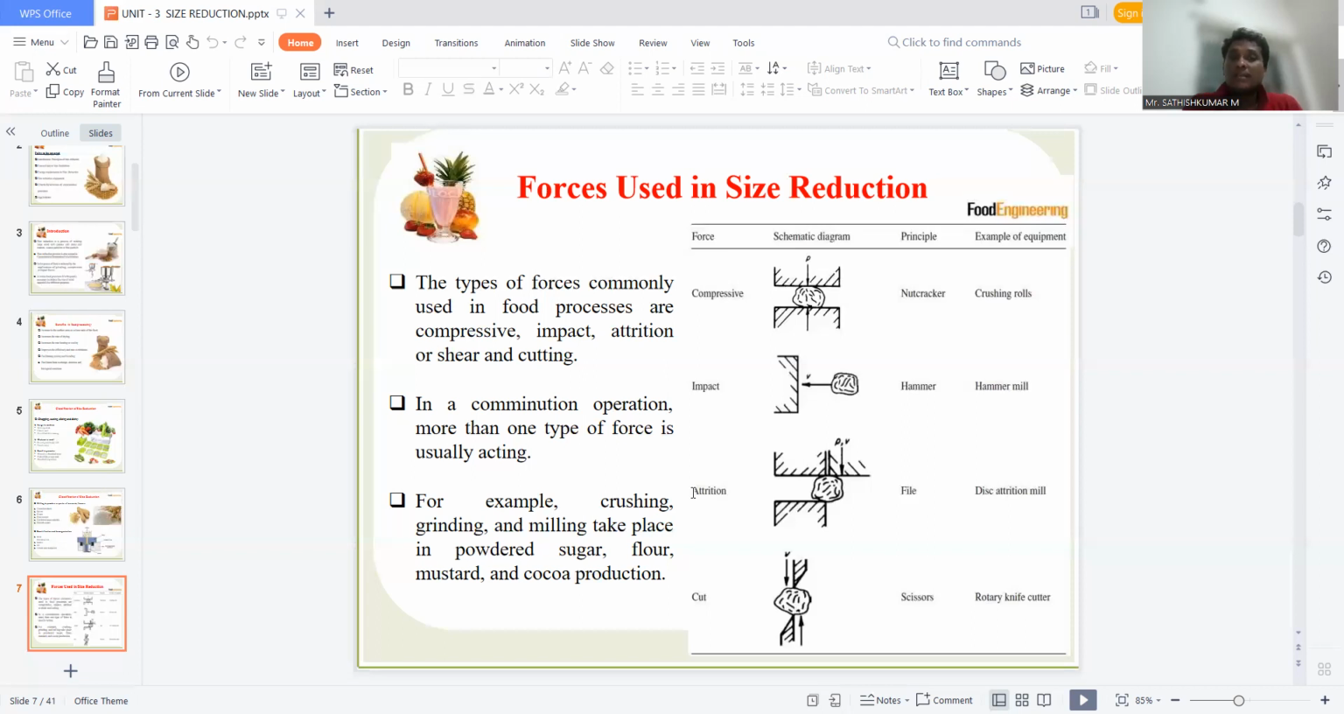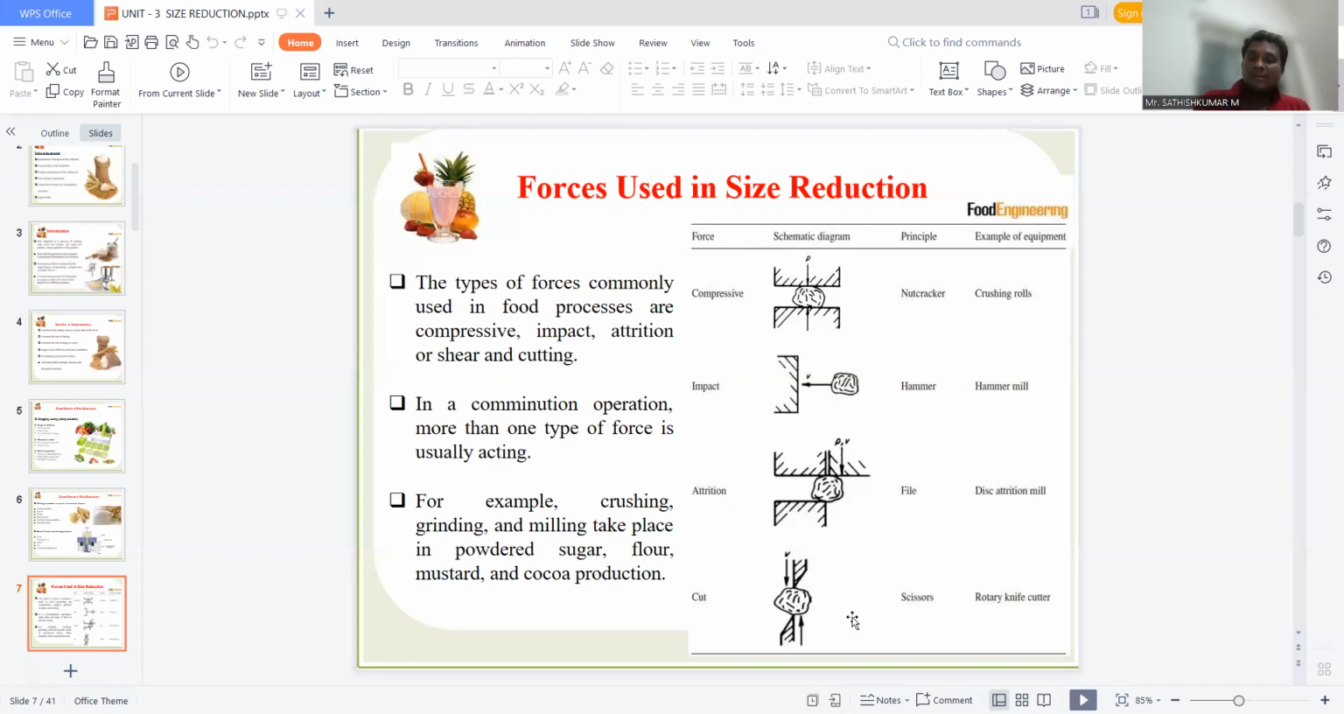For example, crushing, grinding, and milling take place in powdered sugar, flour, mustard, and cocoa production. In powdered flour production, crushing, grinding, and milling forces act in the flour making process. Flour means, for example, ground flours, atta flours. First picture shows compressive force. Second picture shows impact force. Third picture shows rotation force.